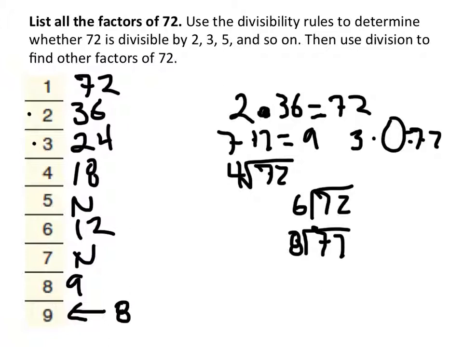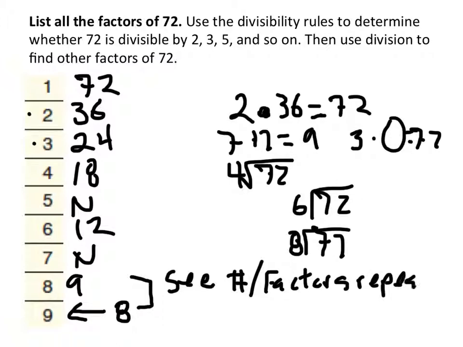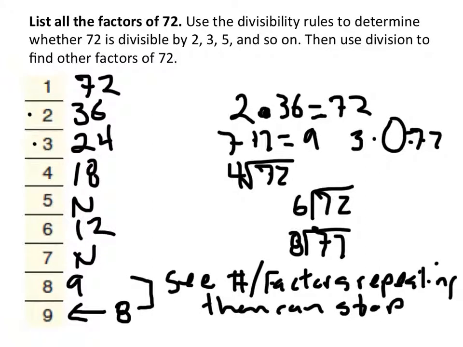Here's a good tip. When you see the factors repeating, then you can stop. That means you found all the factors. The factors of 72 are 1 and 72, 2 and 36, 3 and 24, 4 and 18, 6 and 12, and 8 and 9. And like I said, you don't need to do 9 because it repeats. So there you go, ladies and gentlemen. That is using the rules of divisibility to find the factors of numbers.